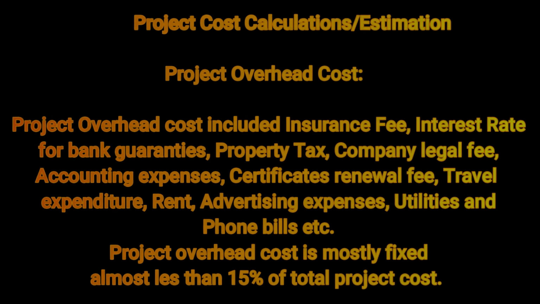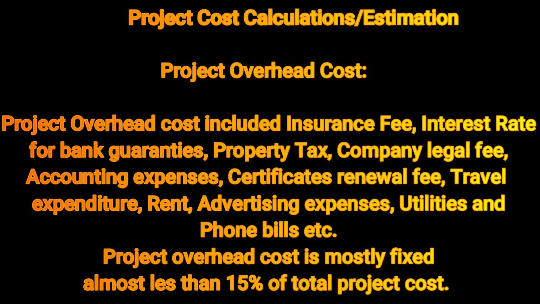Project overhead cost. Project overhead cost is basically indirect cost. It includes insurance fee, interest rate for bank guarantees, property tax, company legal fee, accounting expenses, certificates renewal fee, travel expenditure, rent, advertising expenses, utilities, phone bills, etc. Project overhead cost is mostly fixed and is almost always less than 15% of total project cost.